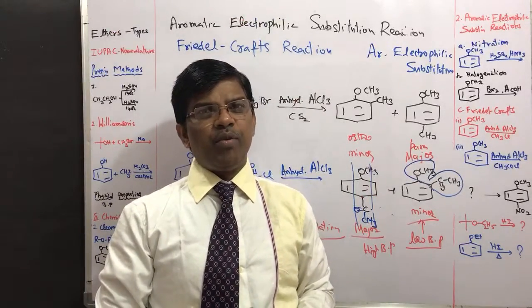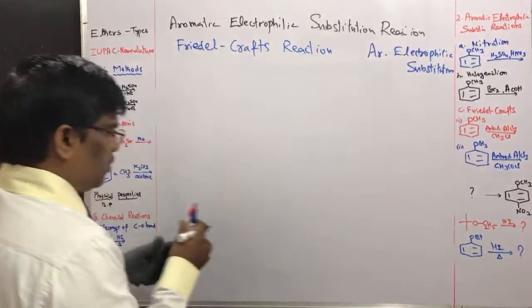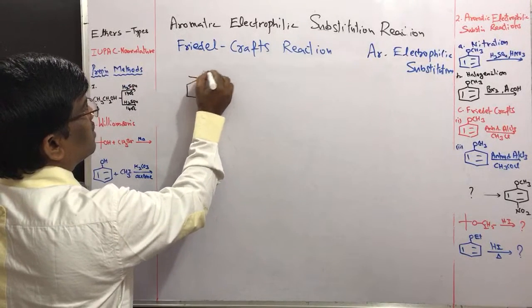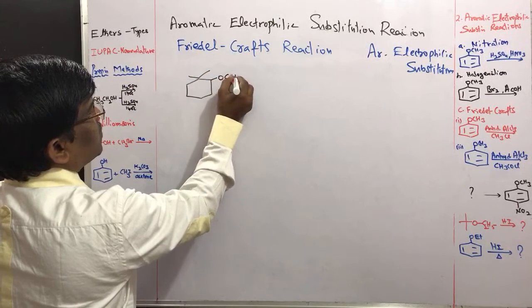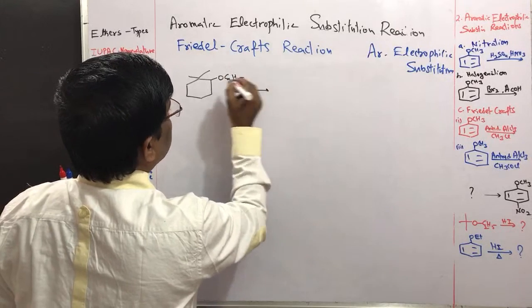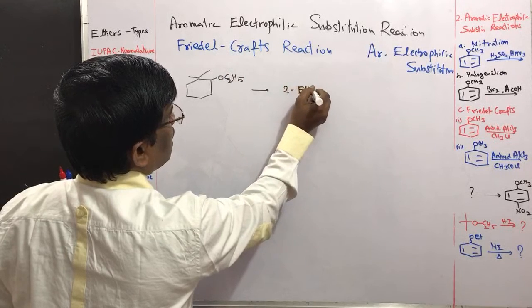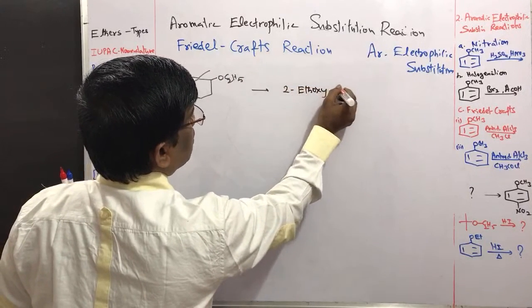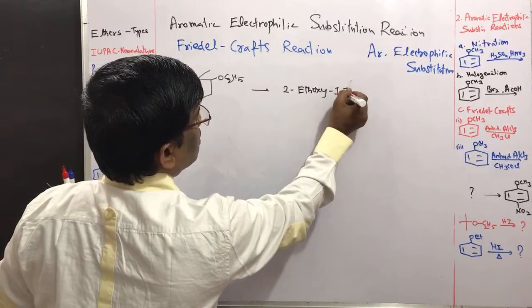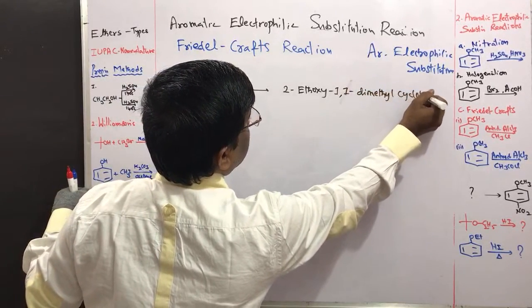Then your turn. I am going to give some questions. If you know, let me check. Yes, students, during the nomenclature we have learned that C2H5, this name was IUPAC name 2-ethoxy-1,1-dimethylcyclohexane.